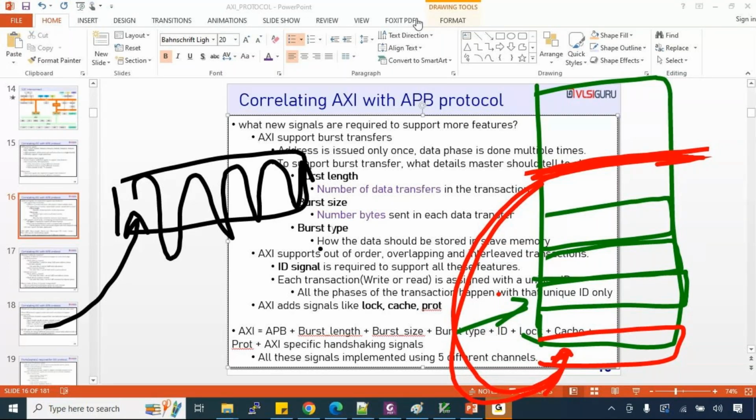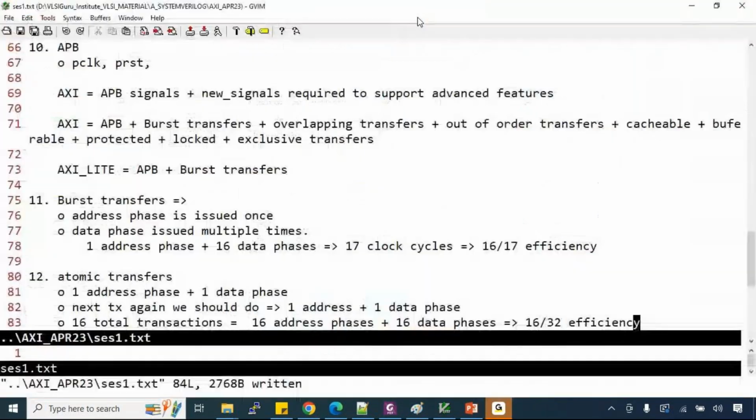So a burst transfer has how many possibilities? Three. Not burst type, I'm telling. For a master doing a burst transfer, what information does it have to convey to the slave? Three pieces of information. What is the first thing? Burst length. Length means how many data phases there will be. In the previous example, I showed you one diagram, right? What length would it have told the slave? 4, because the data came 4 times. That is important, because the slave should know how many times data is going to come.